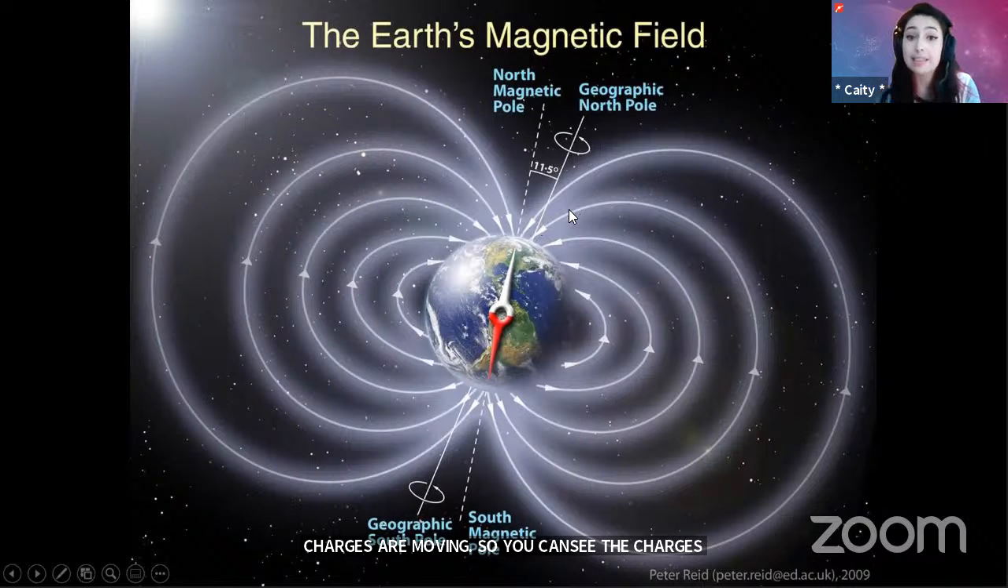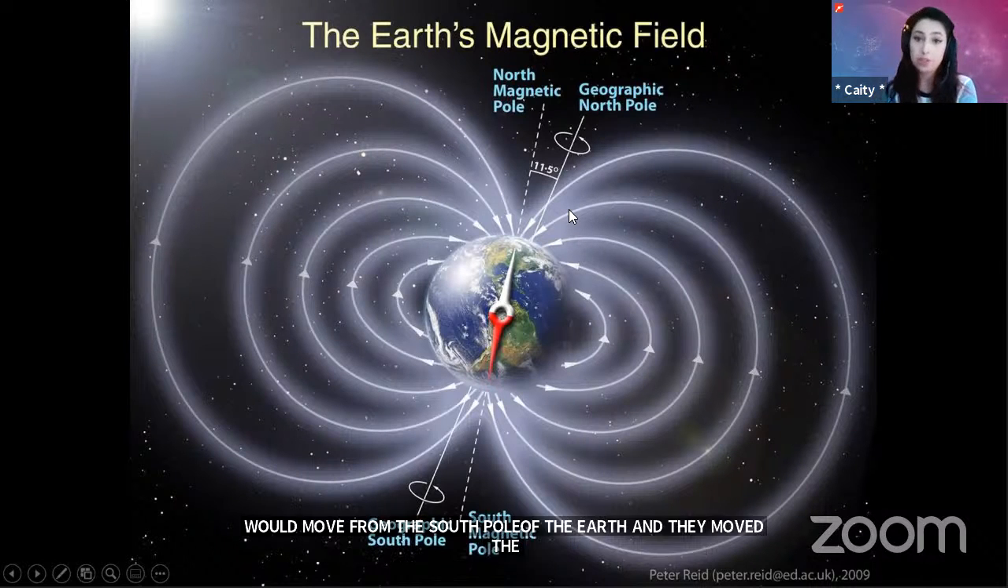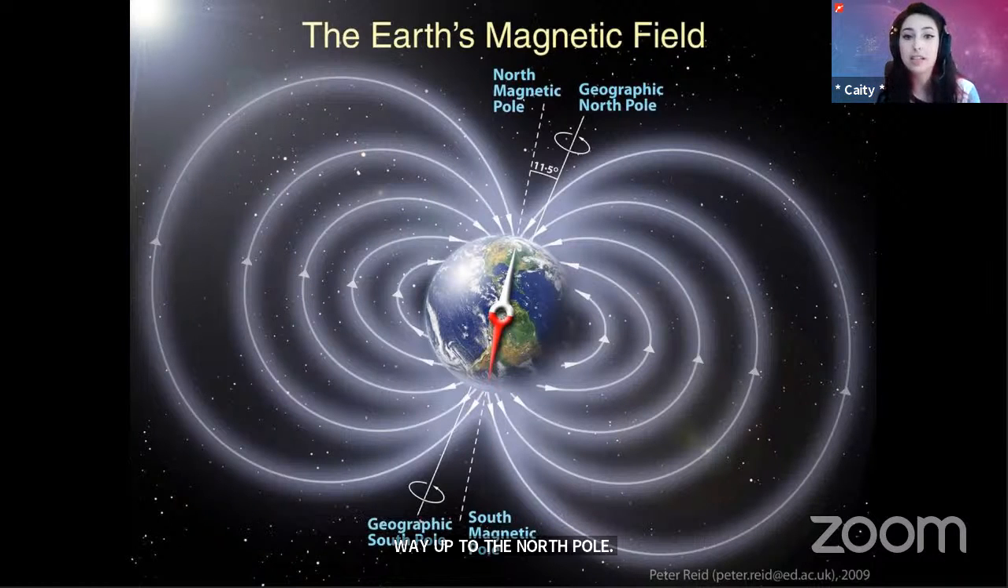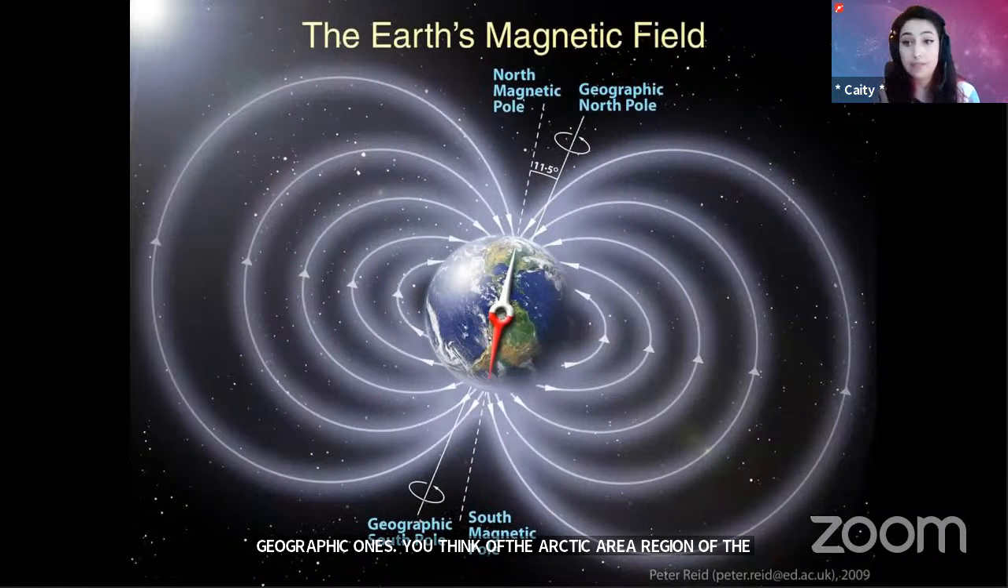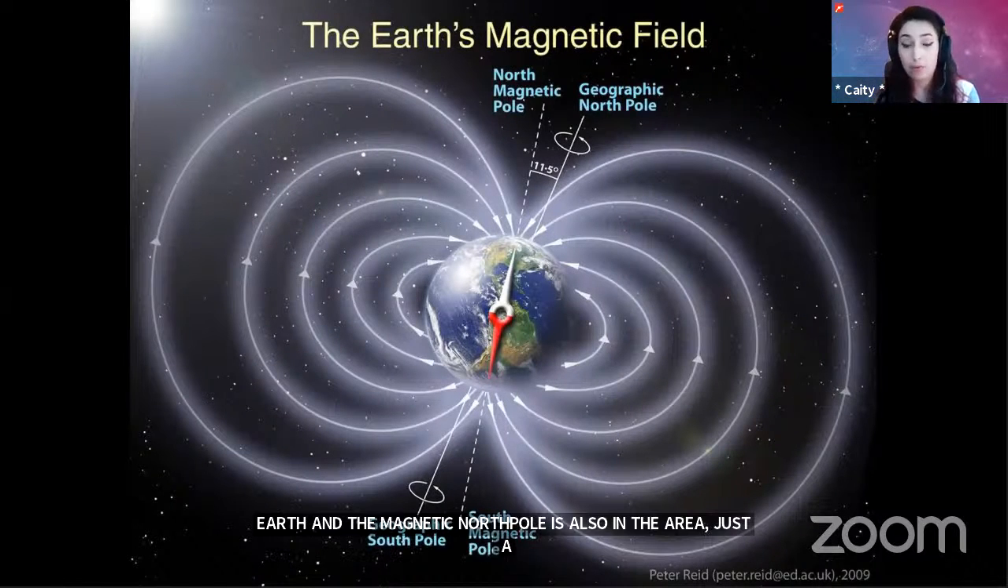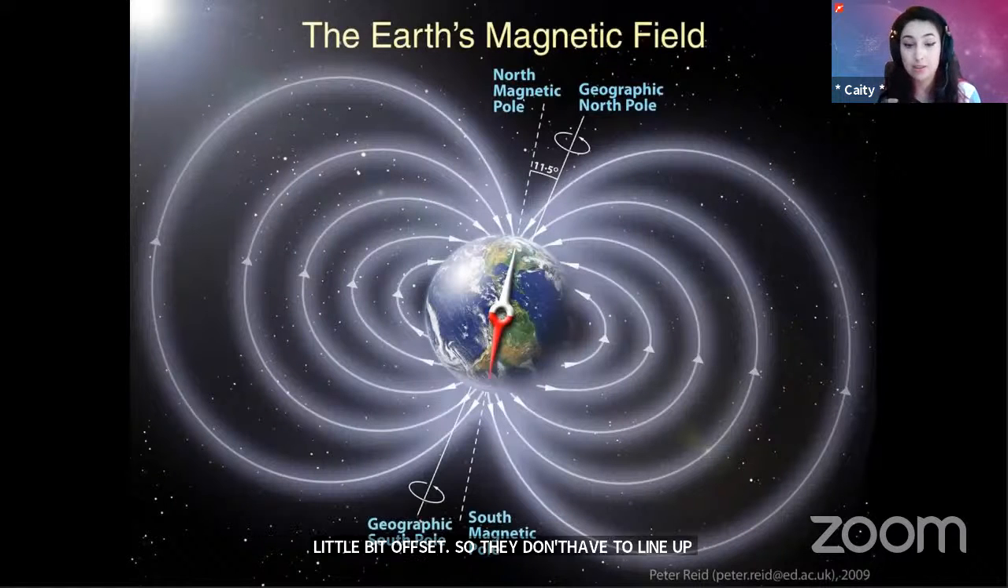And you'll notice that the magnetic poles are a little bit offset from the geographic North Pole. So when we think about the North Pole, we think about the Arctic region of the Earth. And the magnetic North Pole is also in that area. It's just a little bit offset. So they don't have to line up, and they actually don't for most of the planets in the solar system, except for Saturn. So we'll talk about that a little bit later.